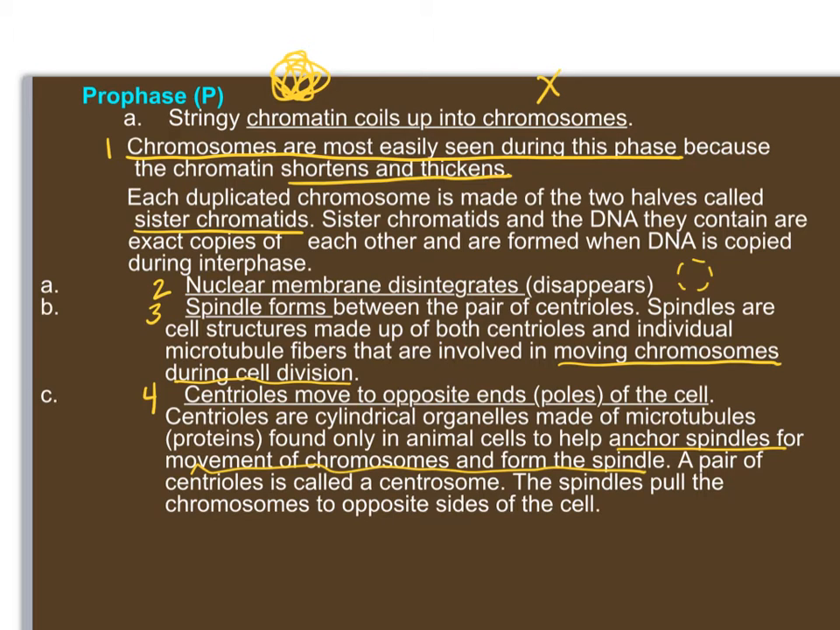And again, the spindles are going to pull the chromosomes towards opposite sides of the cell. So the centrioles go to the opposite sides of the cell. They form the spindle as they're doing that. And then those spindles during metaphase are going to grab a hold of the chromosomes, and then they're going to move them towards that anchor. They're going to pull them towards that centriole.